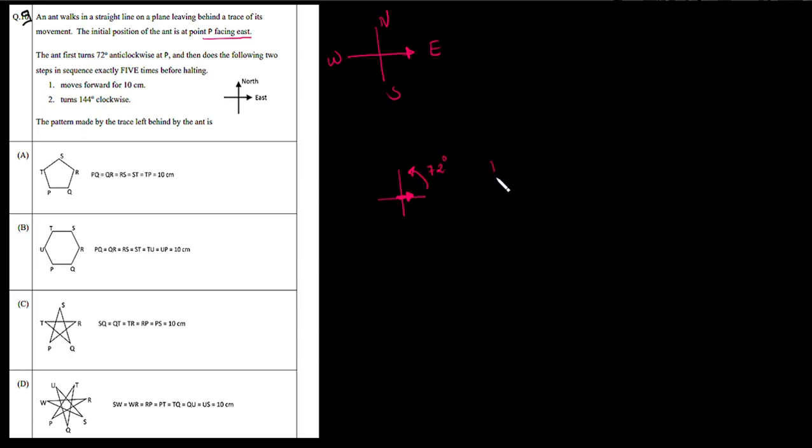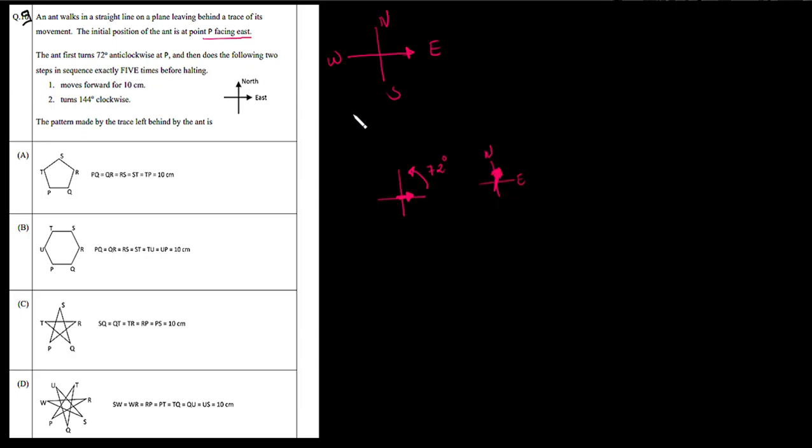So now after that turn, our ant will be standing in this way. It is facing in this direction, northeast. Now, anti-clockwise at P, then does the following two steps in sequence exactly 5 times.